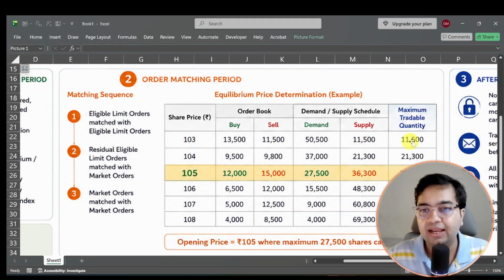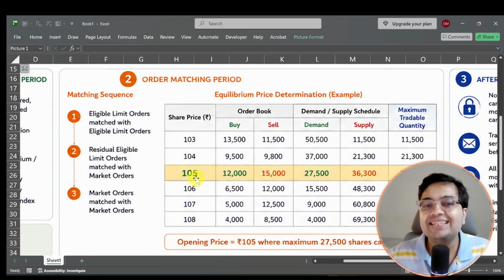So look here, 11,500 for 103, 21,300 for 104, 27,500 for 105, 15,500 for 106, 107 it is 9,000, and 108 it is 4,000. Now, when we look at this particular column, which gives us maximum tradable quantity, the maximum tradable quantity is at 105, which is 27,500. So this will be considered as the equilibrium price for this particular day or for this particular order book.